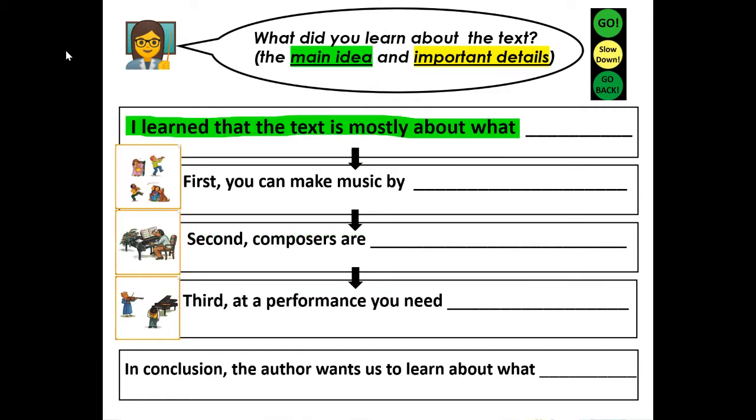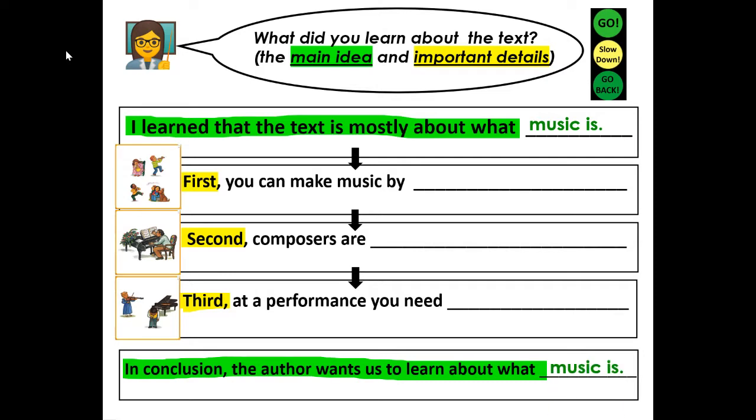I learned that the text is mostly about what music is. That's our main idea. So then you're going to slow down and tell me your first detail sentence, and you're going to write it. Then you slow down again and tell a second detail sentence and a third detail sentence. And then again, I'm going to give you your conclusion. In conclusion, the author wants us to learn about what music is.